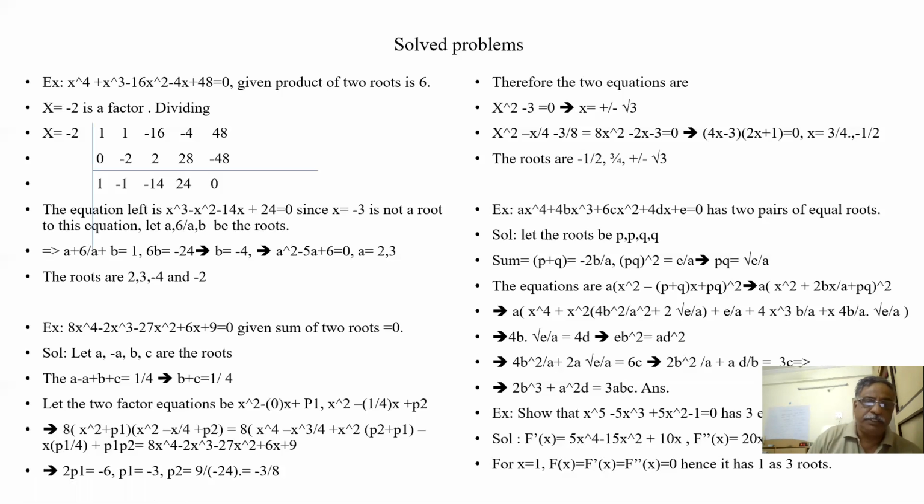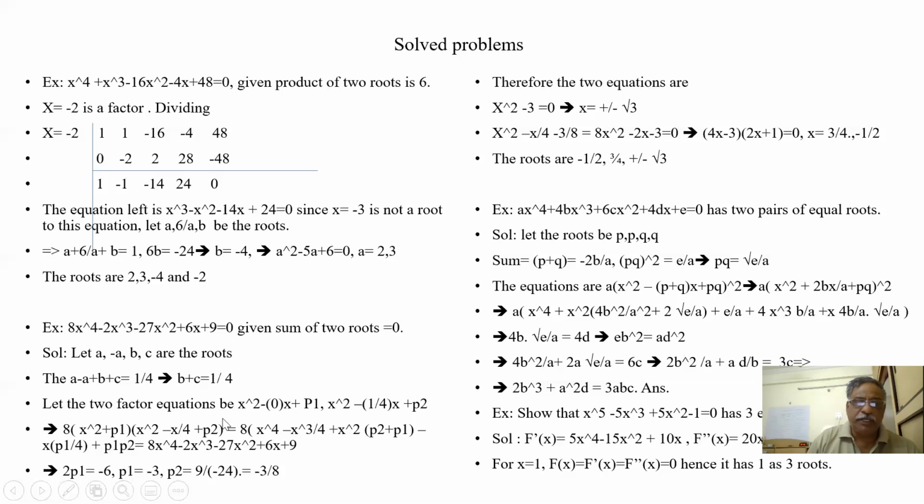Okay. Now let us see this problem. Sum of two roots is 0. So we put this into selecting the roots a, minus a, b, c. These are the sum of the two roots. When I am adding, b plus c is 1 by 4. So now I have two equations, with two roots as a, minus a and two roots as b, c.